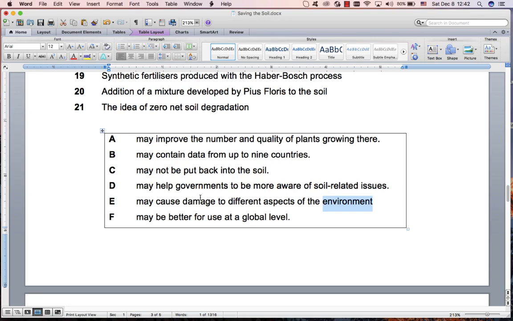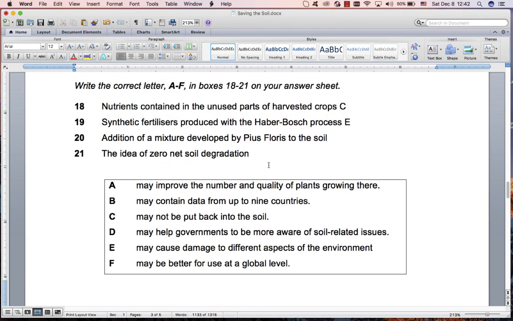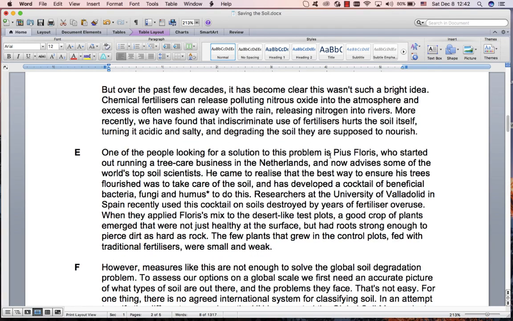fields of the farmers. Right, I think that one you could really get from deleting other ones where you didn't see things like 9 countries. You didn't see that, so you can delete it. Then also remember positive and negative. You'll delete this one because this is positive. Right, now we're looking at Pius Floris.